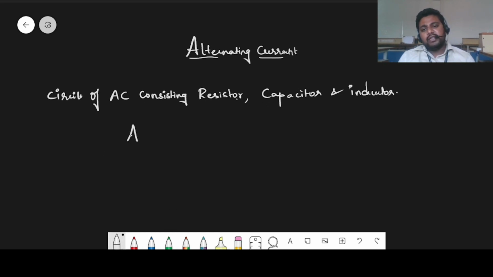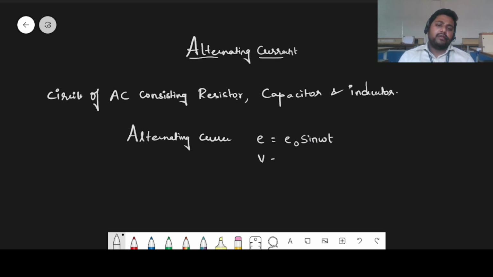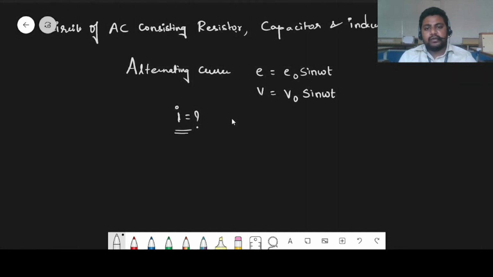We know AC means alternating current. The EMF is E naught sine omega t. Or else I can write the voltage produced as V naught sine omega t, since it is always going to be changing, a function of time. In the same way, we have to find what will happen to the value of current I when the circuit consists of a resistor, capacitor and inductor.